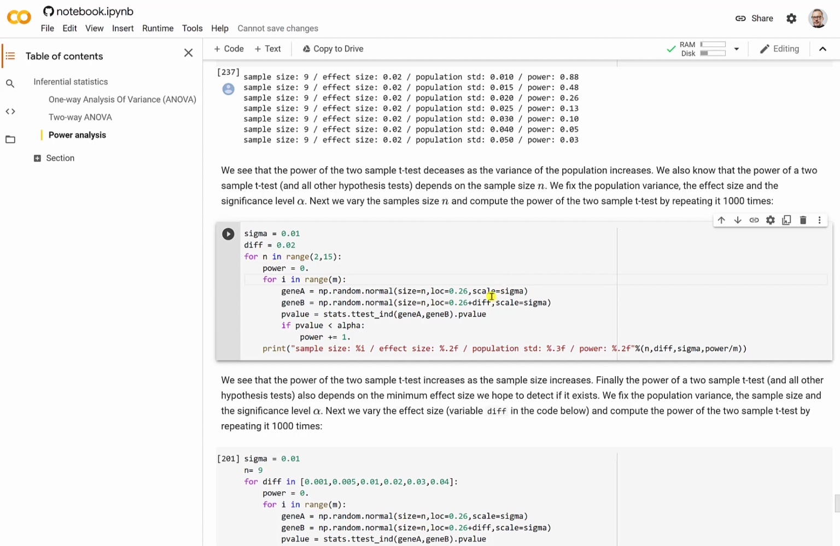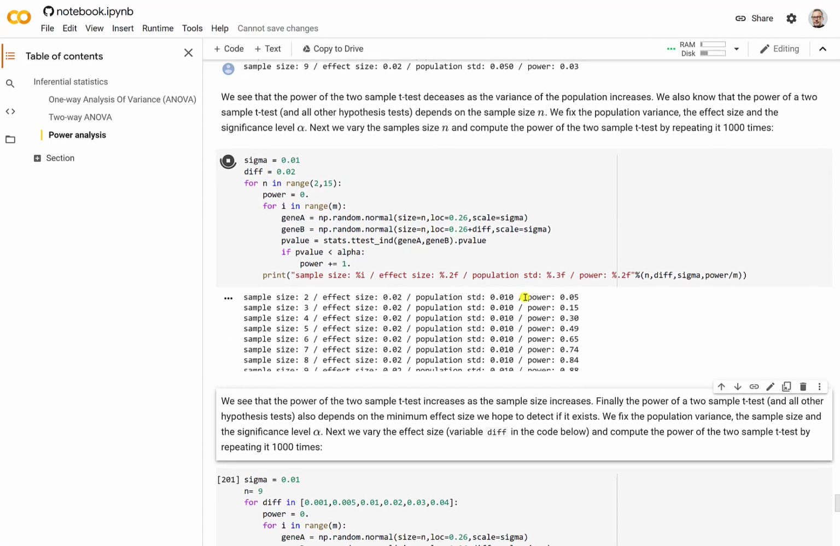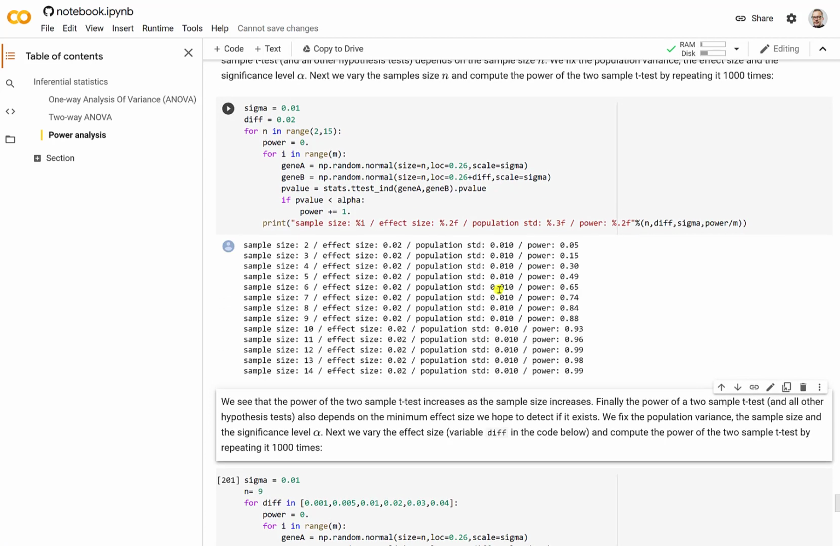Okay, so again, notice here we still have a difference between the two populations. So I execute this, and of course, as we have already seen, the larger the sample size, the bigger the power of our two-sample t-test.